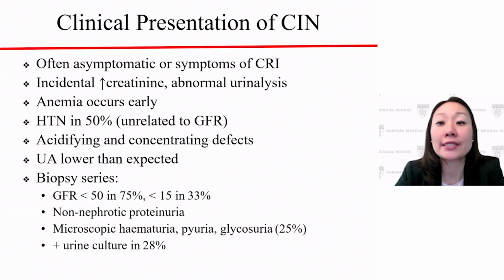What is the clinical presentation of chronic interstitial nephritis? Oftentimes here, the patient can be asymptomatic or have symptoms of chronic kidney disease, and they may have an incidental finding of an elevation in creatinine as well as an abnormal urinalysis. In these cases, anemia tends to occur early, and there is hypertension in approximately 50% of cases, as well as acidifying and concentrating defects. And in a biopsy series, other features included non-nephrotic proteinuria, microscopic hematuria, pyuria, as well as glycosuria.